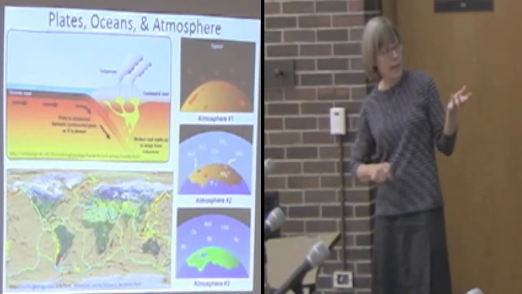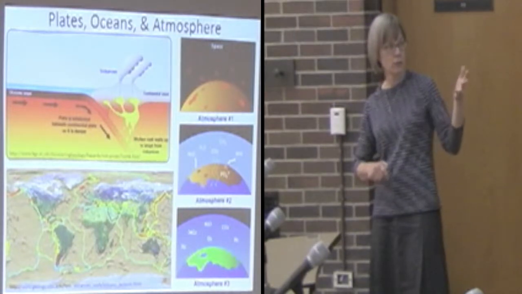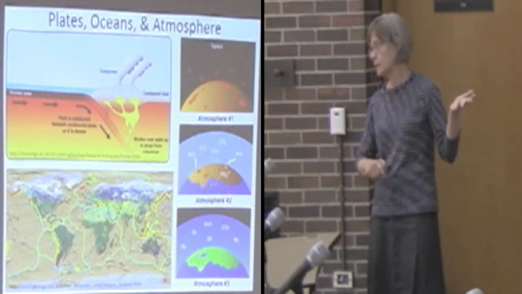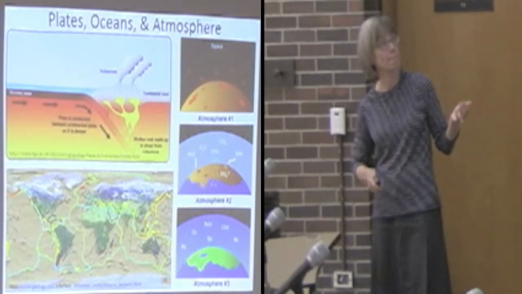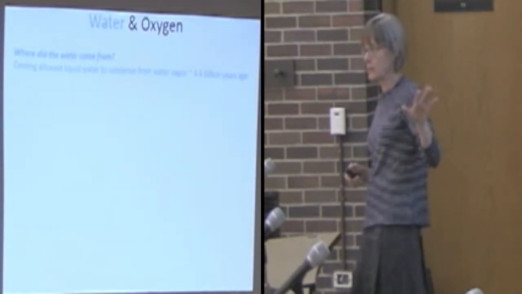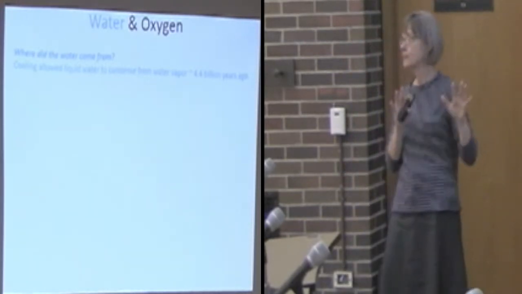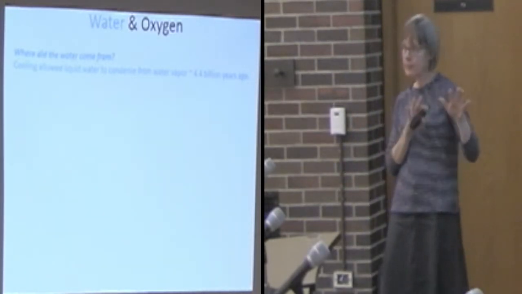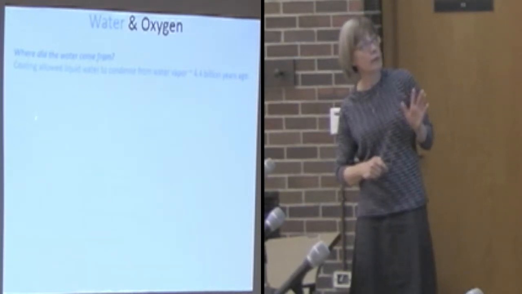And over time, as life evolved, what was added was oxygen and nitrogen, for the most part. So let's focus in on the water and the oxygen, because those two components of the atmosphere are related to life and are related to our fossil fuels. So where did the water come from?